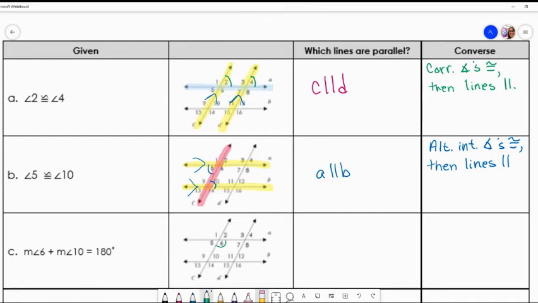This one, the measure of angle 6 plus the measure of angle 10. Now notice it didn't say they are congruent, so I'm going to mark it with different angle marks because they are not congruent. The measure of angle 6 plus the measure of angle 10 is 180. That means that they are supplementary. So what kind of angles are those? Those are same side interior angles. And if same side interior angles are supplementary, that's what they have to be, and we know they are because it says here that they add to 180. Okay, so that's how we know. If same side interior angles are supplementary, what does that imply? Then we know the lines are parallel.